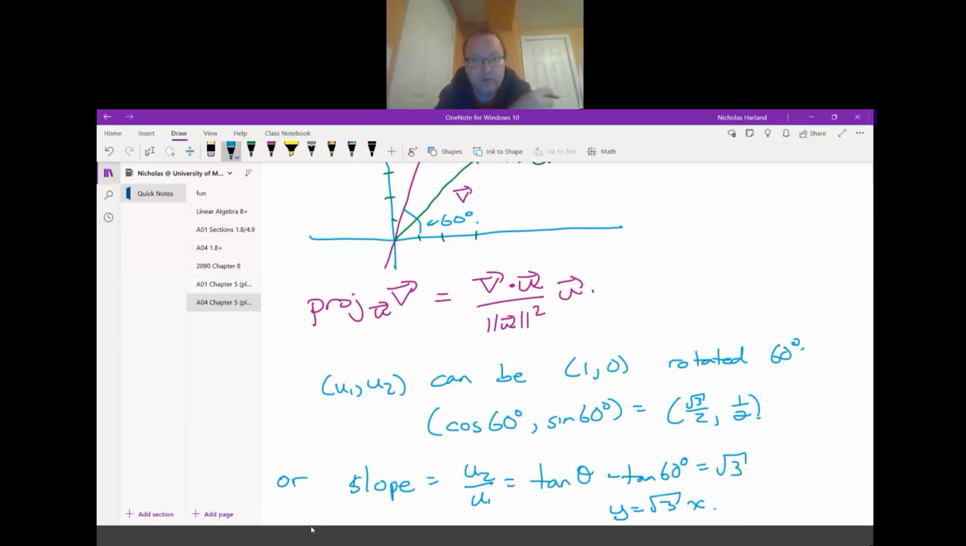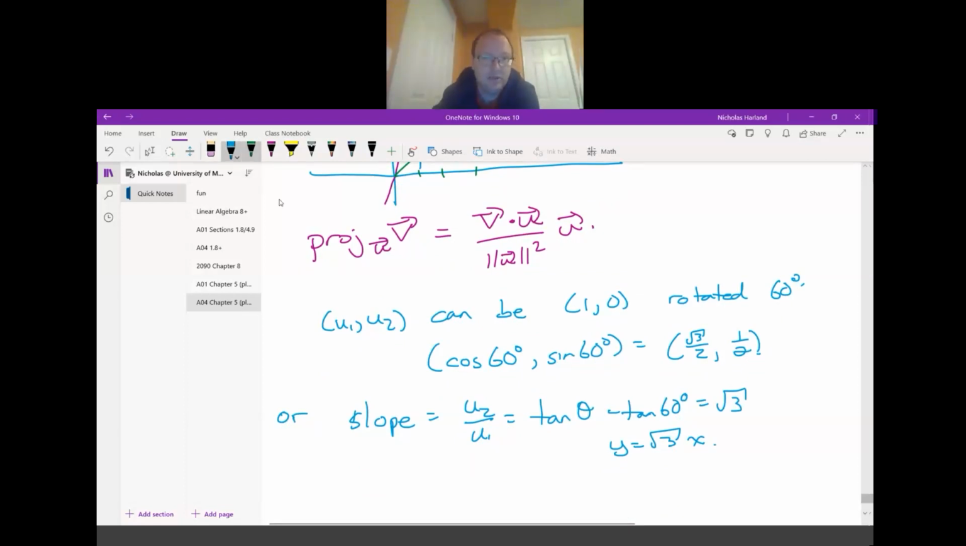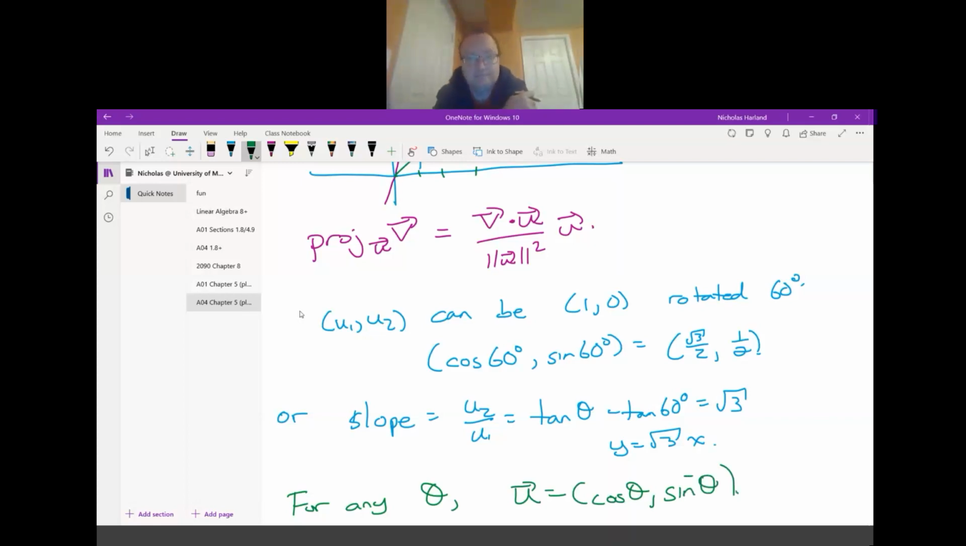But I kind of like the rotate 1, 0 one because it takes into account other things that we've seen in this section as well. So we can take 1, 0 and rotate it 60 degrees. And honestly, in general, that's what we could do. So if you like formulas, you're about to be happy. So for any theta, we could get u is equal to cos theta, sine theta. And then get v dotted with u and all that kind of stuff.